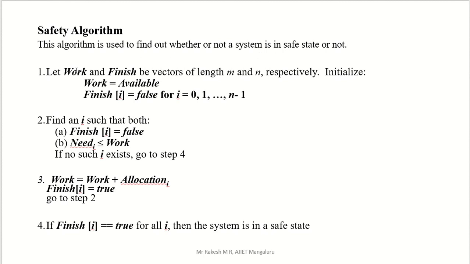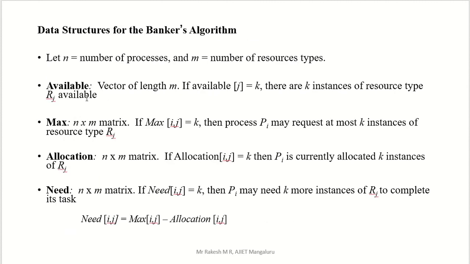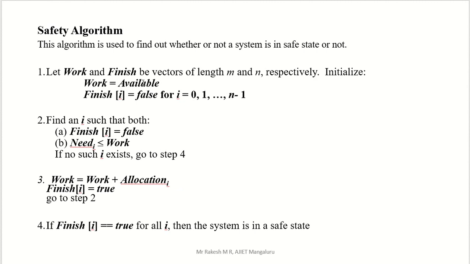What is the algorithm we have? Work and finish are the two things. First consider work is equal to available. Available means what? We saw in the previous slide: the number of resources available. So we set work equal to available. Next, finish is equal to false. That means, is the process completed? No, it has not started. So false. False means it is not completed, true means it is completed. The process is not completed, that is why false.